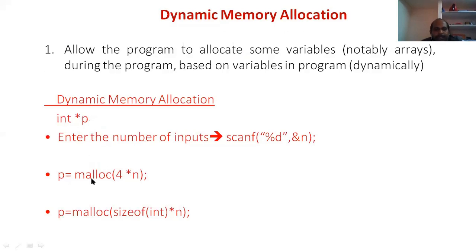So I used p is equal to malloc of 4 multiplied by n. So I'm getting an n here. n is dynamic, so during runtime only we will be providing the n value, and that n value I'm taking up here. Suppose I give the value of n as 10, 4 into 10, so 40. So 40 bytes will be reserved for this.